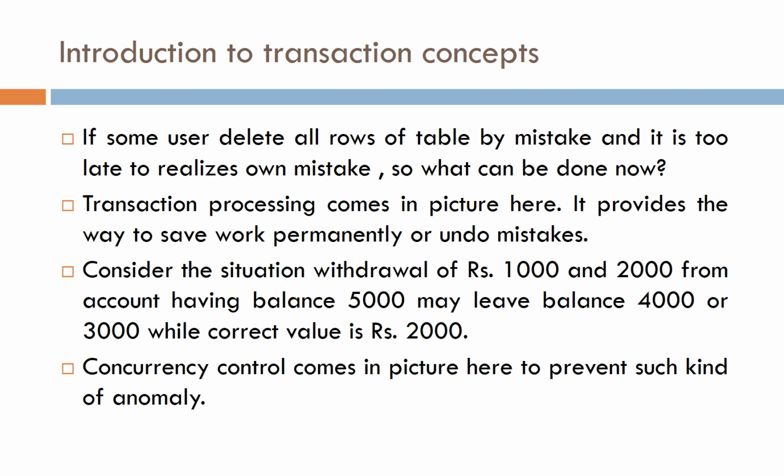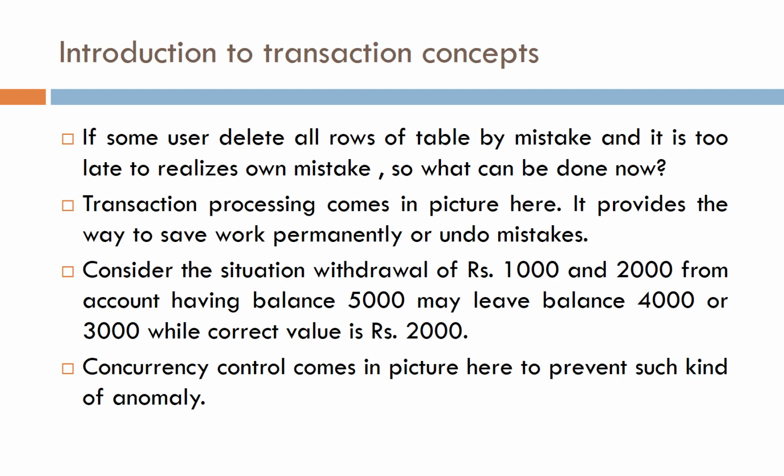Consider the situation: withdrawal of rupees 1000 and 2000 from an account having 5000 balance. It may leave balance 4000 or 3000 accordingly, while the correct value here is 2000. So concurrency control comes into the picture here to prevent such kinds of anomalies.